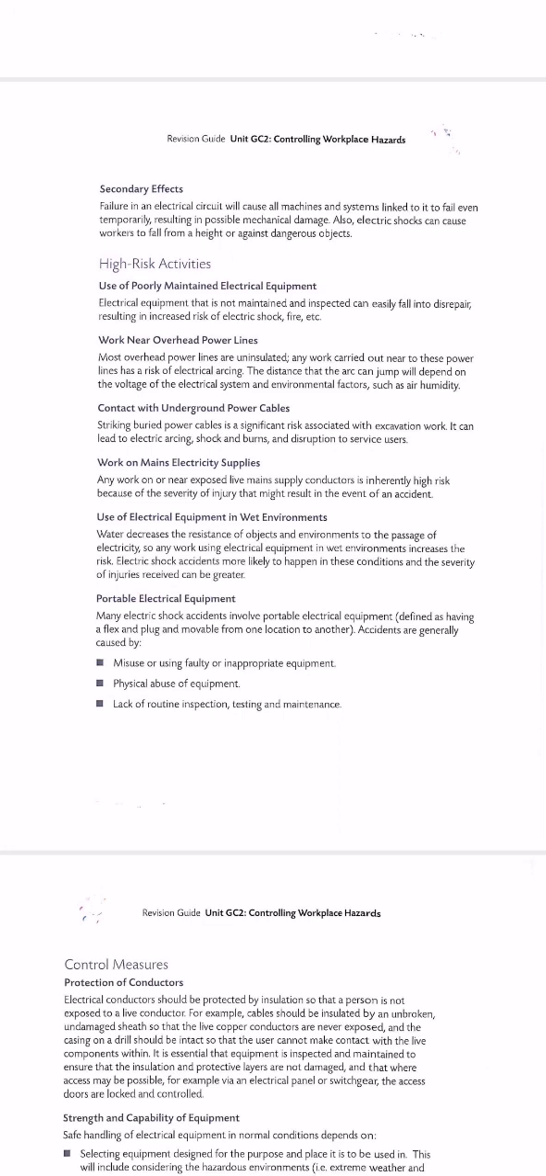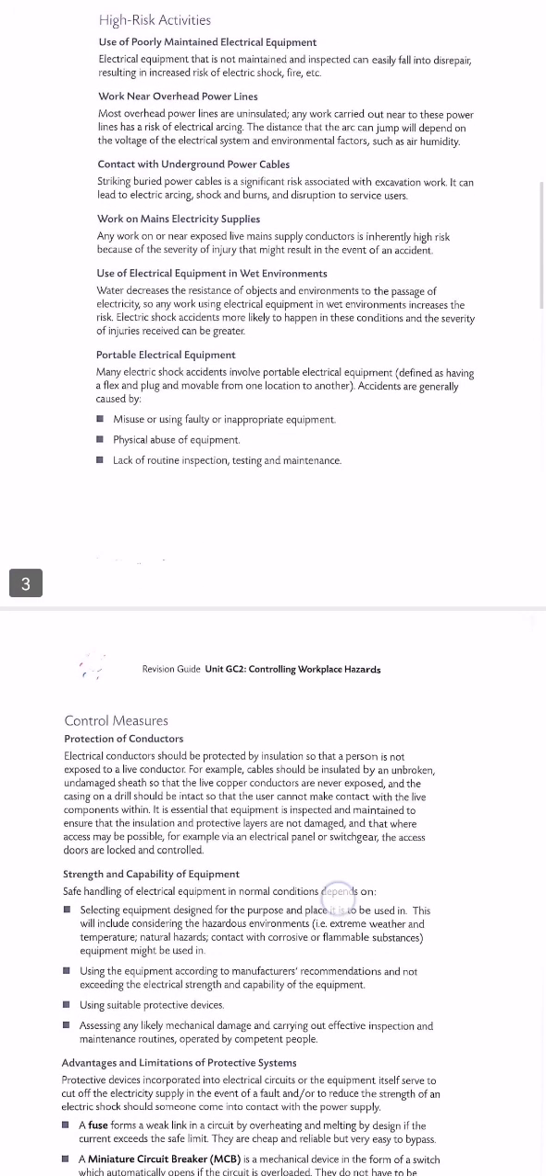Then we're talking about portable electrical equipment. What are portable electrical equipment? The risks involved: many electrical shock accidents involve portable electrical equipment, defined as having a flex or a plug, being movable from one location to another. Accidents are generally caused by, one, misusing or using faulty or inappropriate equipment, then physical abuse of the equipment that you are using, then lack of routine inspection, where you are not checking the machine or doing service like that.